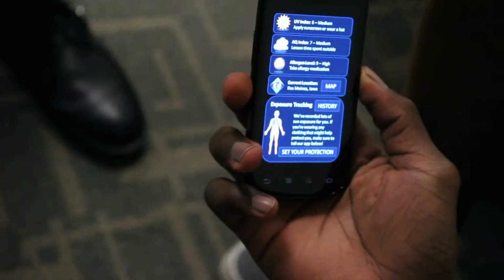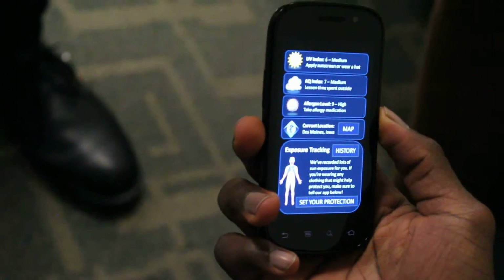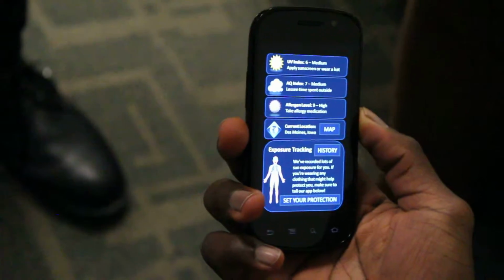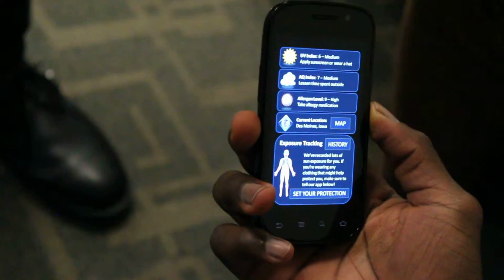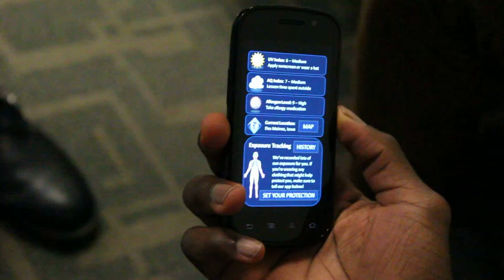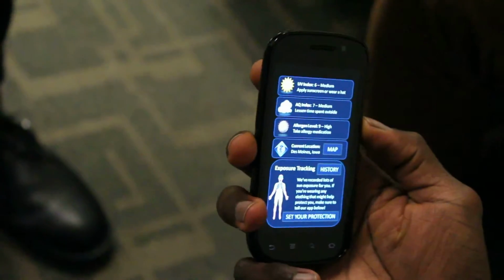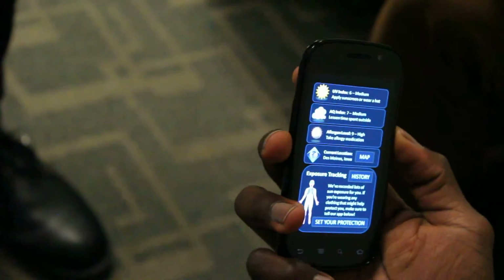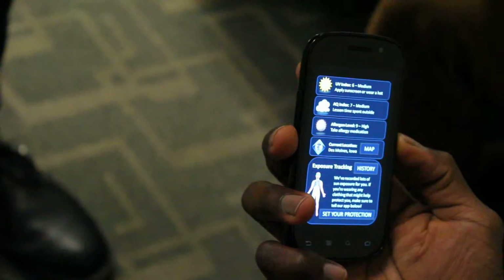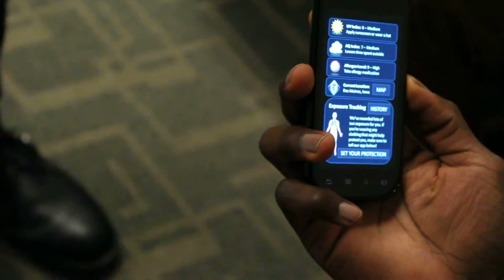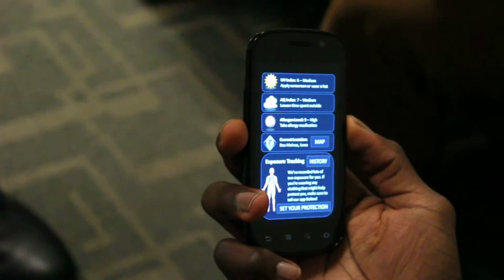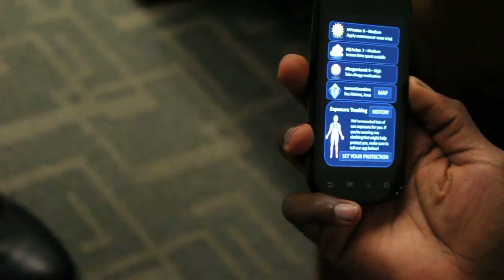Okay, so that brings you to the screen. Is there any part of that you might do anything about? It's related to exposure. I mean, I've never worn sunscreen, because I'm Black. But I would do something for the allergen maybe. Same answers as before, for the allergen.